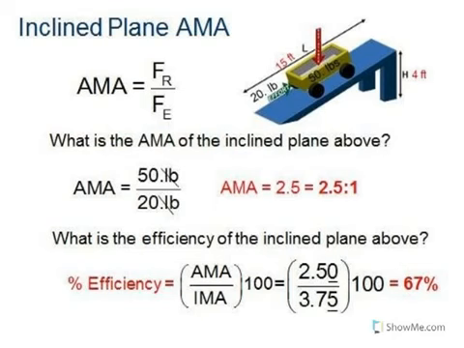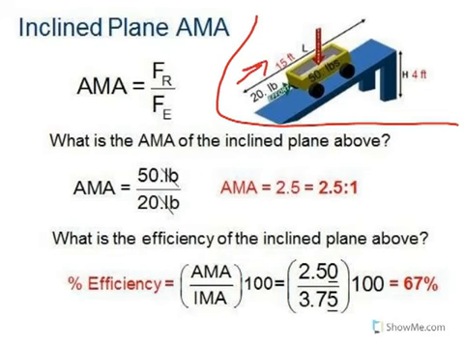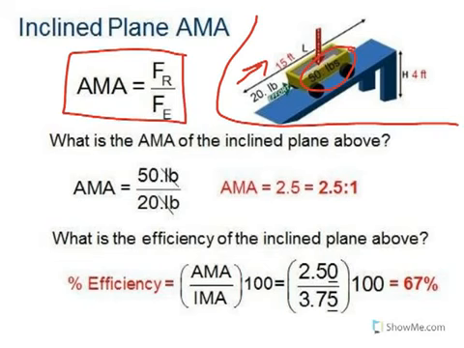To look at our actual mechanical advantage, I'm going to start by looking at this ramp. I am putting in 20 pounds of effort to move a 50-pound resistance. Our actual mechanical advantage formula has not changed. Force of resistance over my force of effort. I plug my values in. My actual mechanical advantage is 2.5.